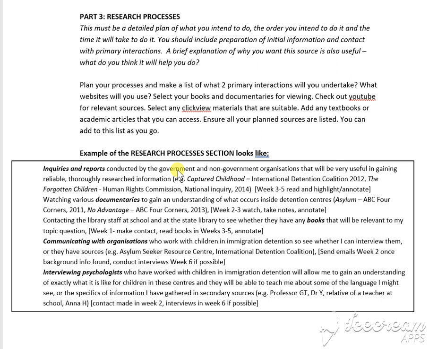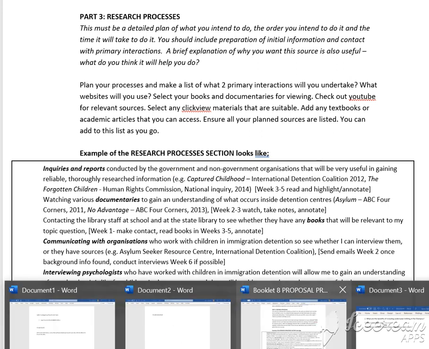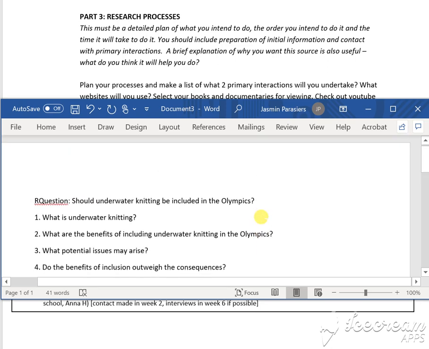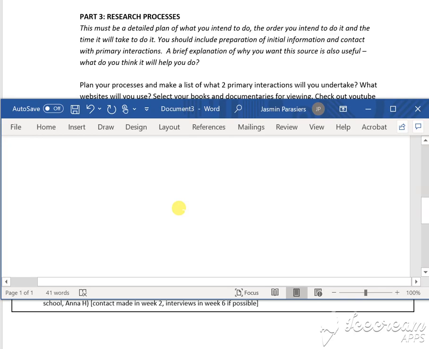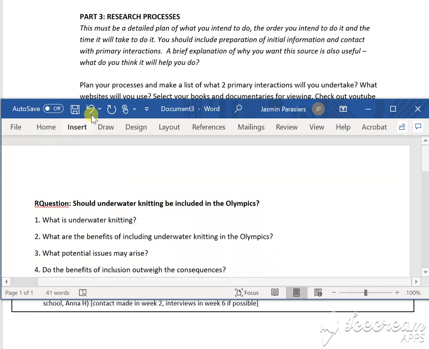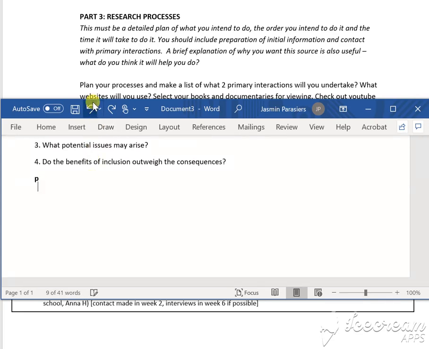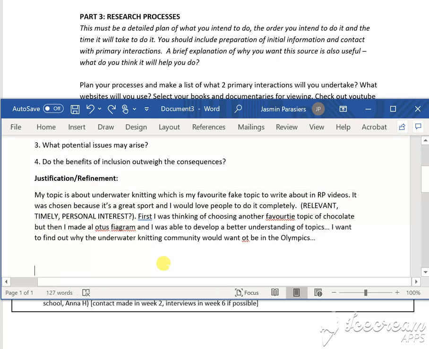Okay, so far we have done part 1 of our proposal. We've written the question, woohoo! We've done part 2, focus questions, and we've done part 3, which is the justification and refinement, except it looks like somehow I accidentally deleted that. Oh, yoy. There we go, now it's back.